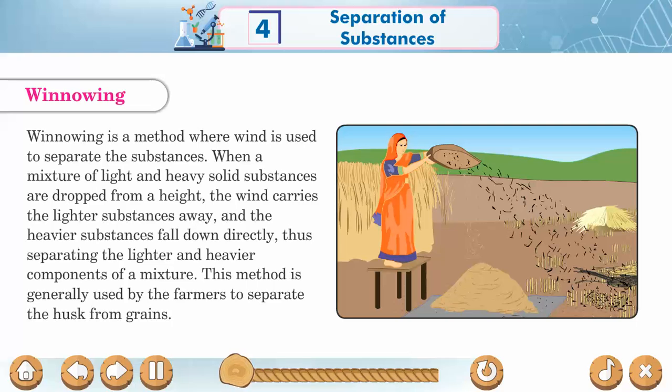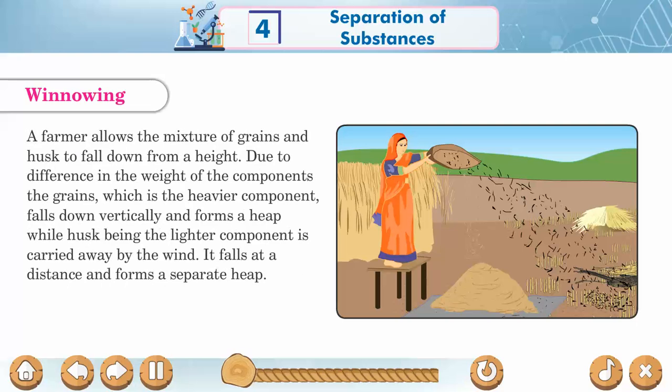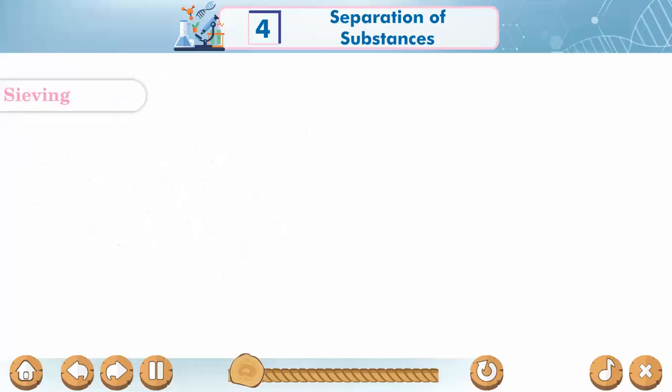This method is generally used by farmers to separate the husk from grains. A farmer allows the mixture of grains and husk to fall down from a height. Due to the difference in the weight of the components, the grains, which are the heavier component, fall down vertically and form a heap, while husk, being the lighter component, is carried away by the wind. It falls at a distance and forms a separate heap.